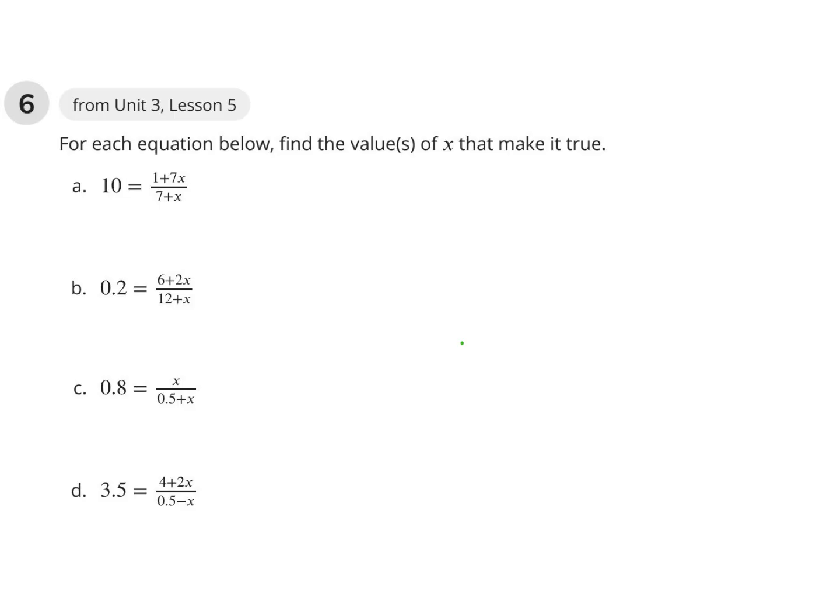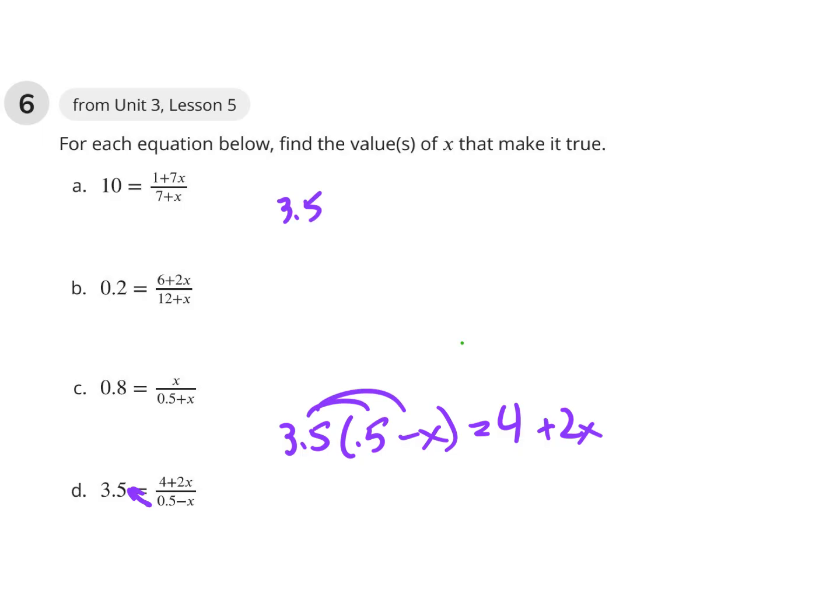Okay, finally, for the last one, here we go. In purple, cross multiply. 3.5 times (0.5 minus x) is equal to 4 plus 2x. Distribute. 3.5 times 0.5, or 35 times 5, is 175, two zeros, 1.75, minus 3.5x is equal to 4 plus 2x.